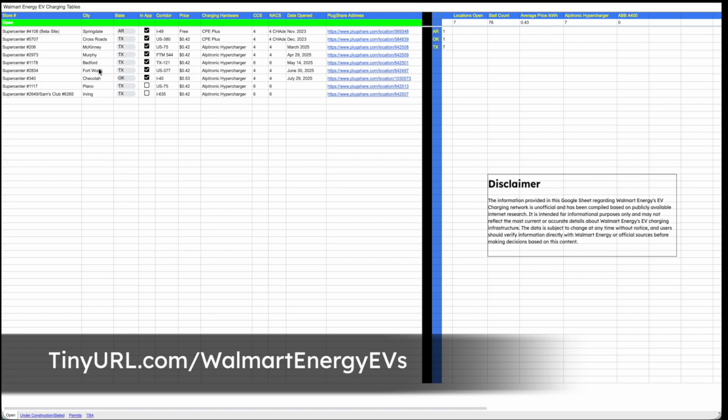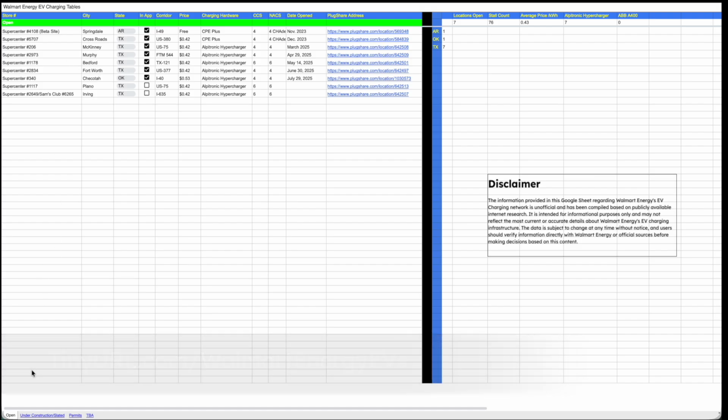These are my Walmart Energy EV charging tables, and there are four tabs at the bottom. The first one are the open locations. These are the ones that we know about. There's a little bit of a discrepancy right now, because Plano and Irving, I kept them here. However, they're not in the app, so they do not get counted in my totals yet. But as soon as they are added, and it looks like Plano should be very, very soon, it passed its inspection in the recent days, you will see this update.